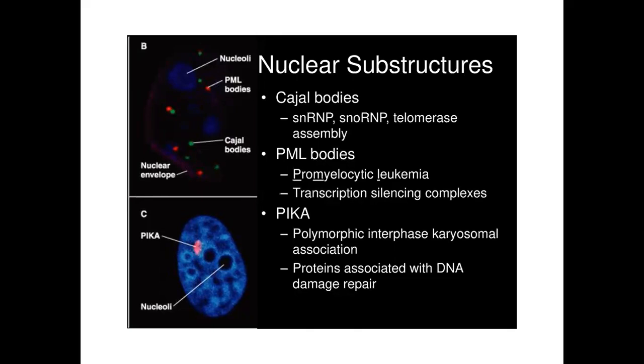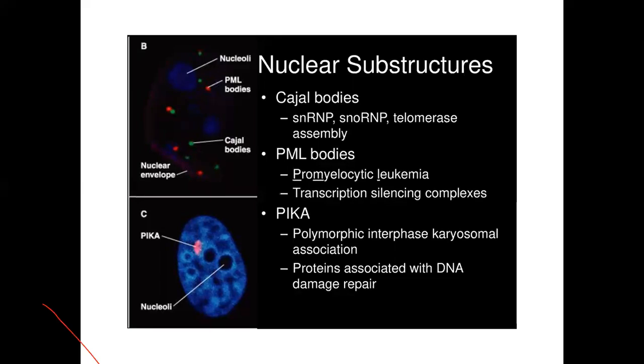Also, telomerase assembly you can see, and it also helps in the modification of histones. And the Gemini of Cajal bodies, they are also the same as these Cajal bodies, and they help in the biogenesis of this RNA, that is snRNA. They are called gems.